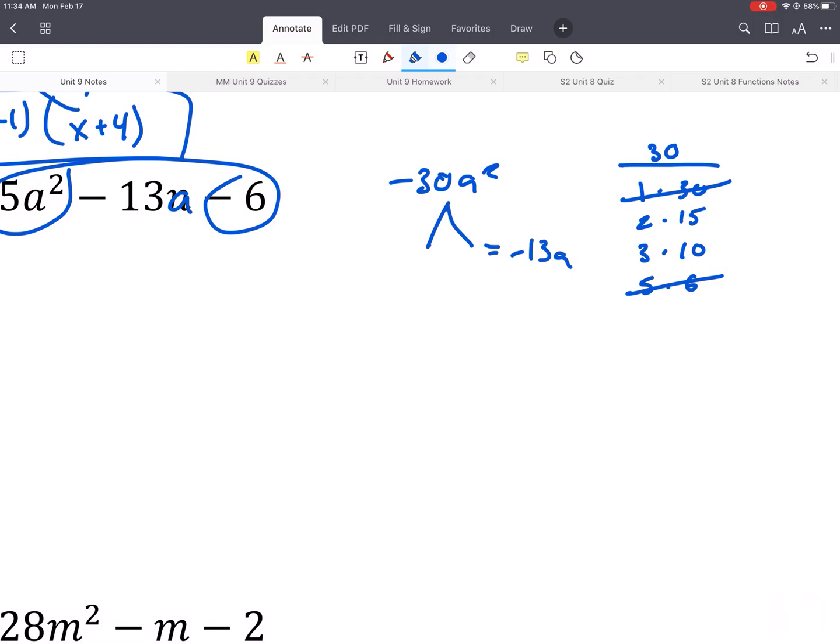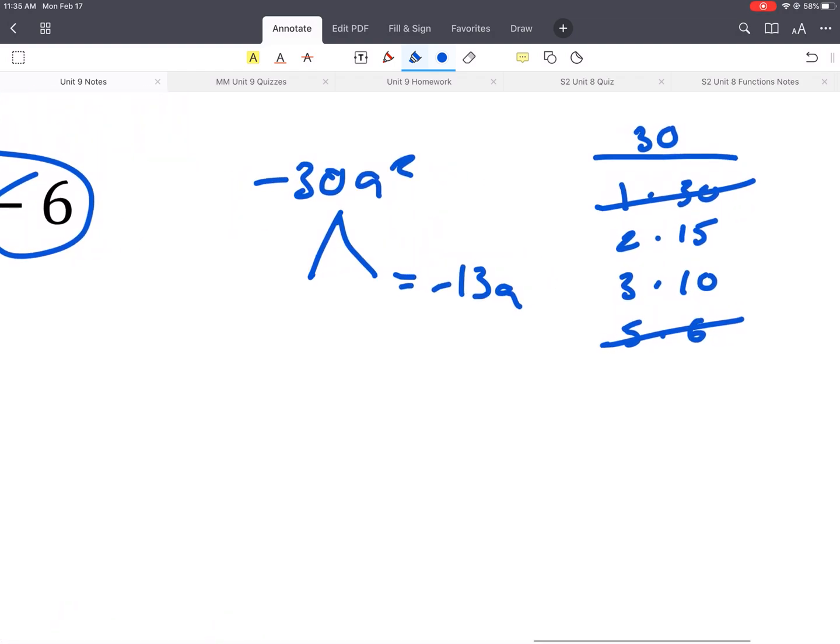So we'll have to look at these two. So what about 3 and 10? All right, so if we do 3a and 10a, what do their signs need to be to make it be negative 13? We would have to have a negative 3a and a negative 10a. But wait, if we multiply those together, that would give us negative 3 times a negative 10, which gives a positive 30a squared. So that won't work, okay?